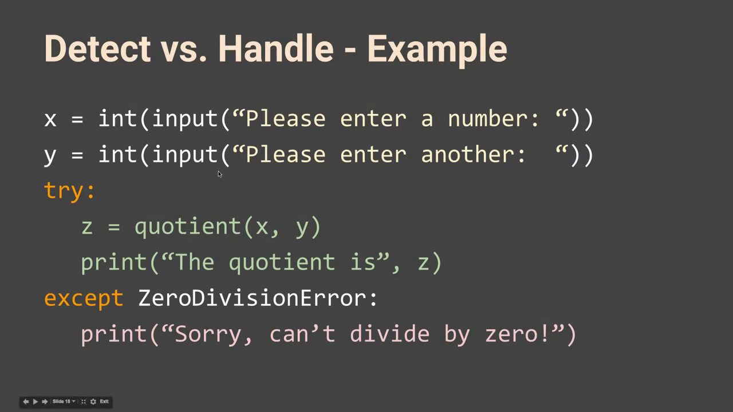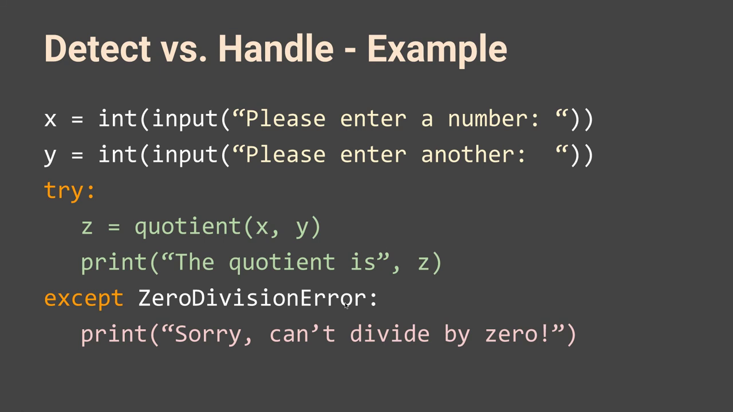And here we see the proper handling of it. I've asked the user for an x and a y, and I've called the quotient function inside a try block. Quotient may very well raise an exception, so I've done it inside a try block. If everything goes well and it returns a value, I'm going to print out the quotient, but if everything does not go well, I know that quotient will raise a zero division error.